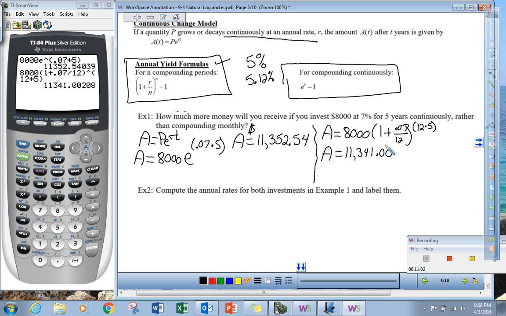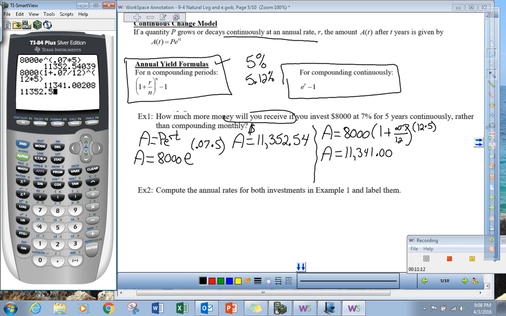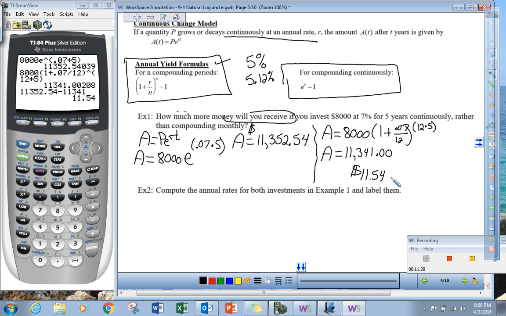Now, let's answer the question, though. It says, how much more money will you receive? Well, what I need to do is take that $11,352.54, subtract away 11,341. So to answer the question, we're going to get $11.54 more than if it was just compounded monthly. So there's that answer.